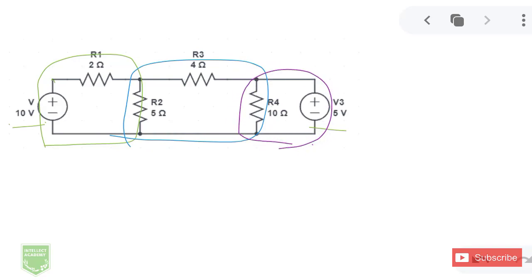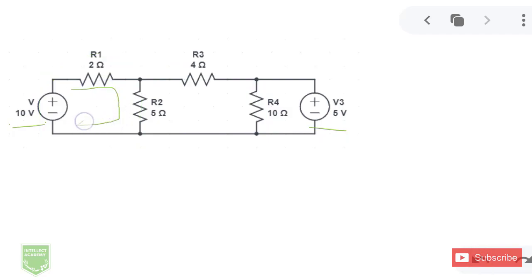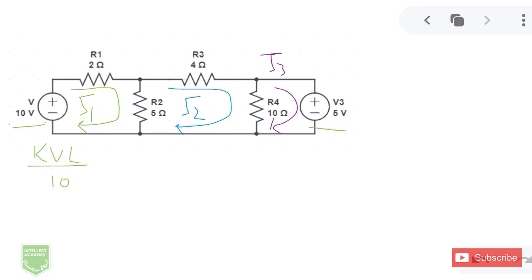The second step is to mark my mesh currents. So this one would have a current I1, this one would have a current I2, and this one would have current I3. All three of them are capital, and all three of them are in clockwise direction. The third step is to apply KVL equation. So the first loop has a voltage source. I'm going to write 10 over here because the current is entering from the low potential and going to the positive potential, and so that's a voltage rise.